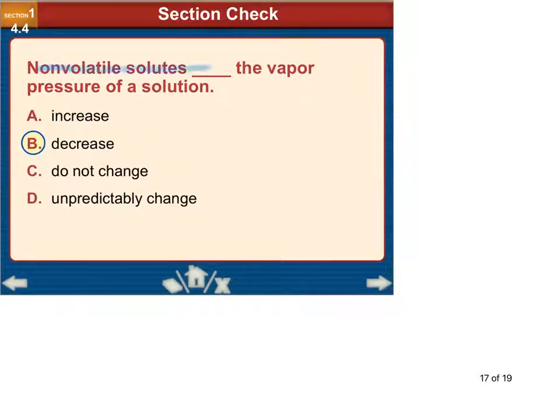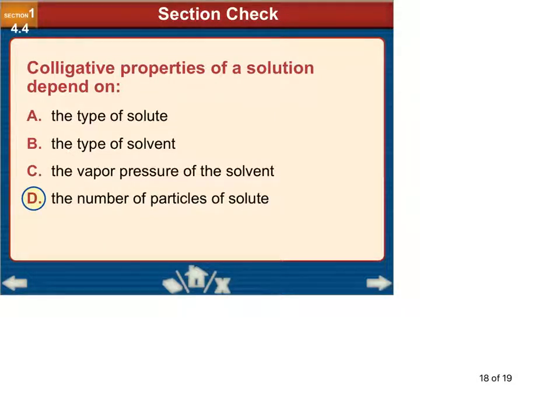A couple quick review questions. Non-volatile solutes decrease the vapor pressure. Decreasing the vapor pressure also increases the boiling point. Colligative properties depend only on the number of particles in a solution.